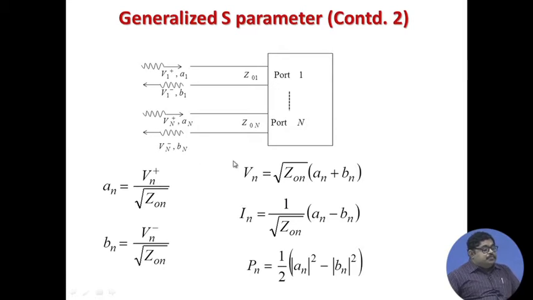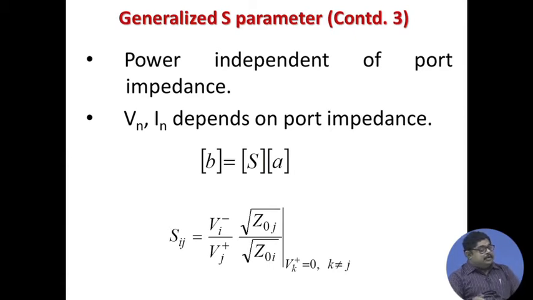So, the beauty is here, if you write now V n, the total voltage here, that will be dependent on root over Z 0 n, I n will also be dependent on Z 0 n, P n also dependent on, you see that in the P n expression there is no impedance coming. So, voltage and current in this new generalized thing are impedance dependent, but power is not if you write it in terms of A n. But if you write it in terms of V, power will be dependent on impedance as well. So, power is independent of port impedance.